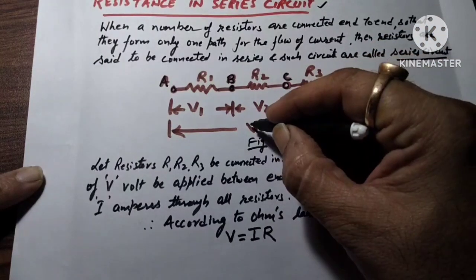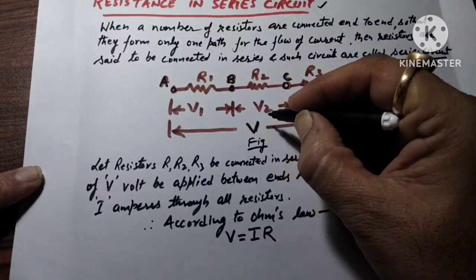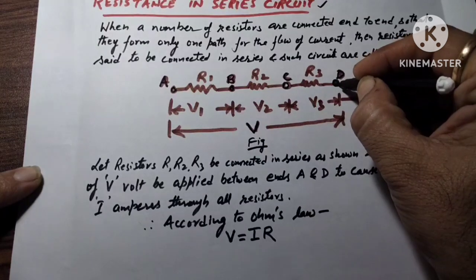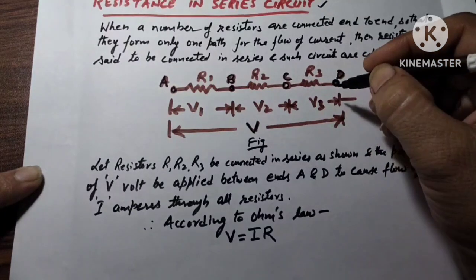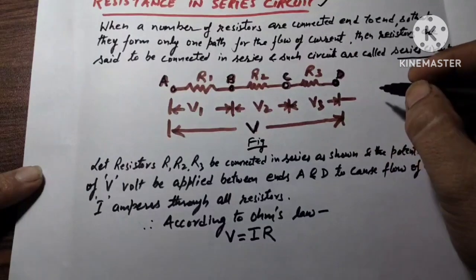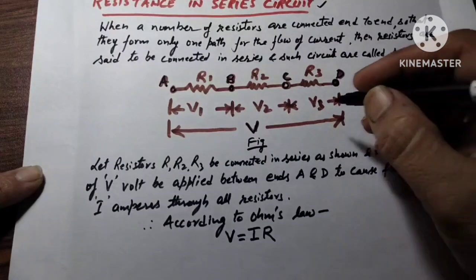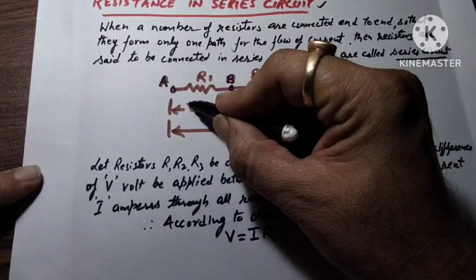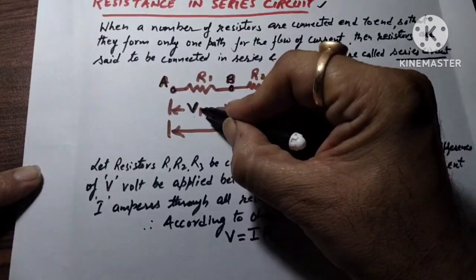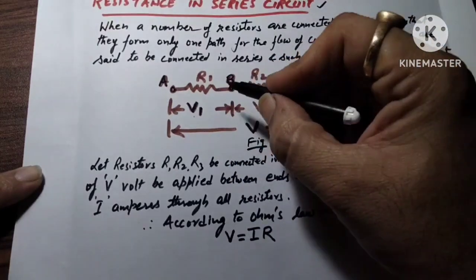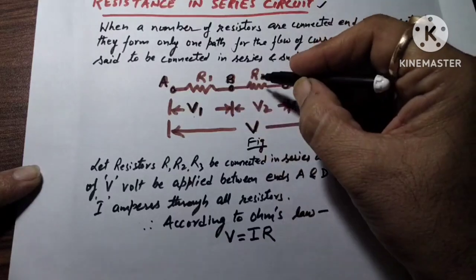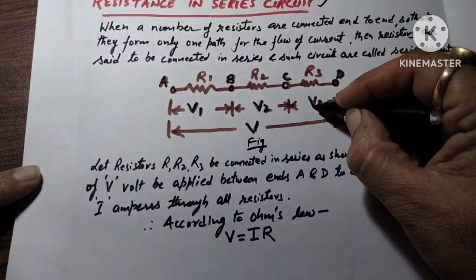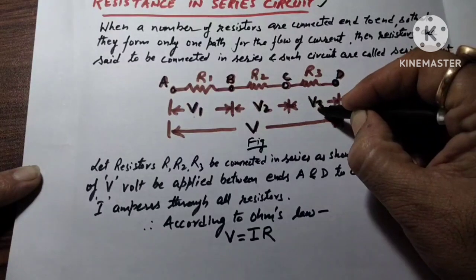So the voltage V across the terminal A to D is the total voltage applied across the terminals A to D. But as the resistors are connected in series form, the voltage V1 is applied across the resistance R1, V2 is applied across the resistor R2, and V3 is applied across the resistor R3.